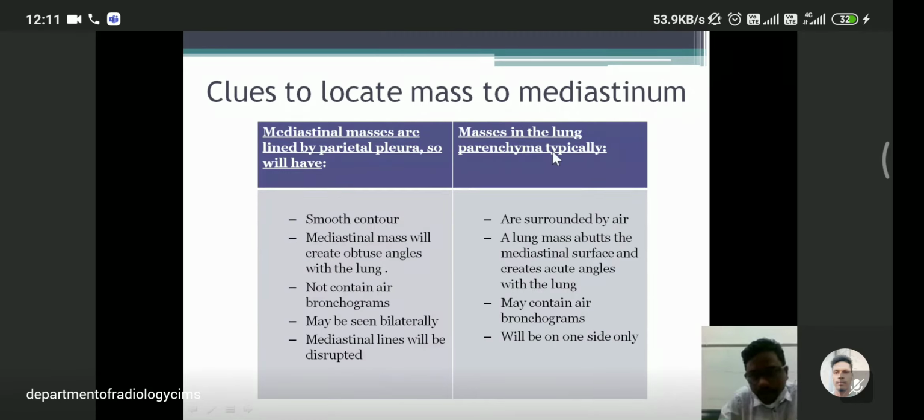However, if the mass is in the lung parenchyma, then it is usually surrounded by air. It abuts the mediastinal surface and creates an acute angle with the lung. It may contain an air bronchogram, depending on whether it involves the respiratory tree or not. And it is usually seen only on one side.